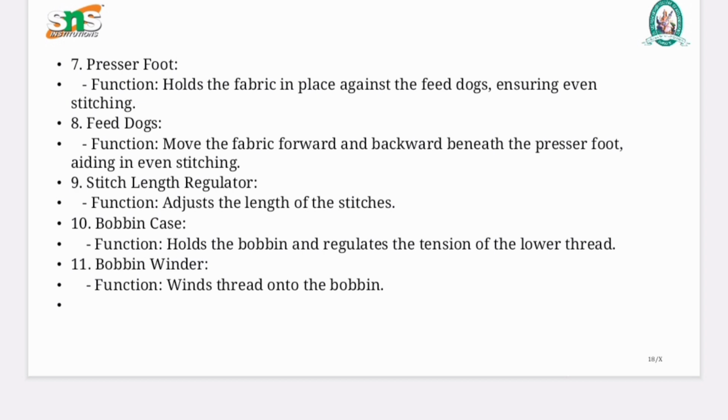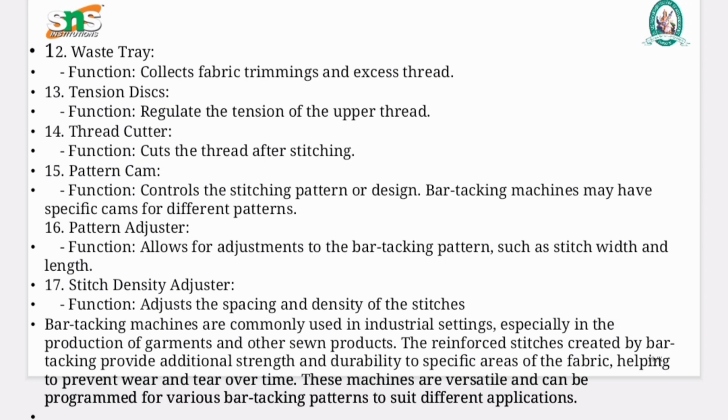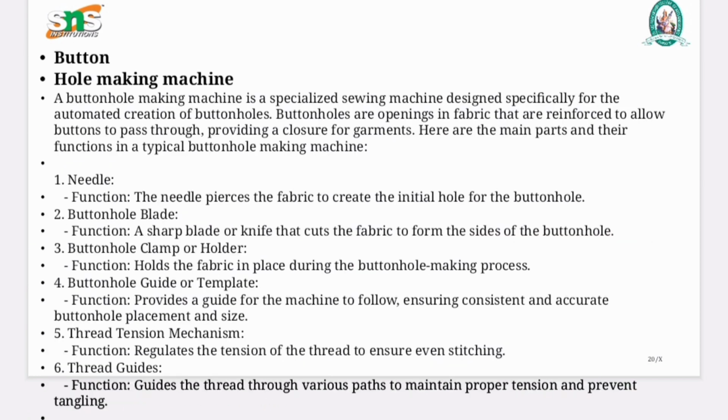Waste tray collects fabric trimmings and excess thread. Tension discs regulate the tension of the upper thread. Thread cutter cuts the thread after stitching. Pattern cam controls the stitching pattern or design. Bar tacking machines may have specific cams for different patterns. Pattern adjuster allows for adjustment to the bar tacking pattern such as stitch width and length. Stitch density adjuster adjusts the spacing and density of the stitches.